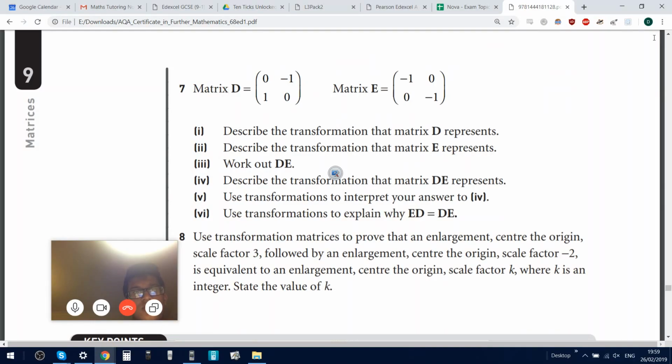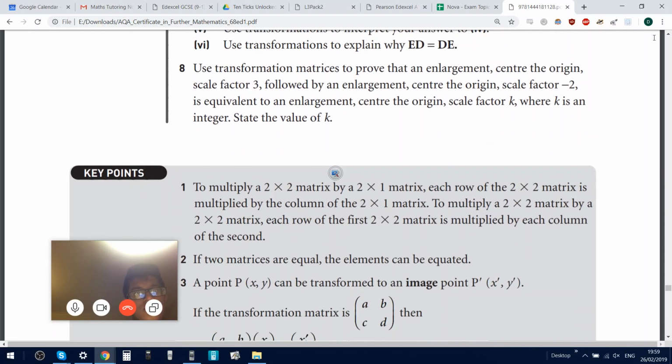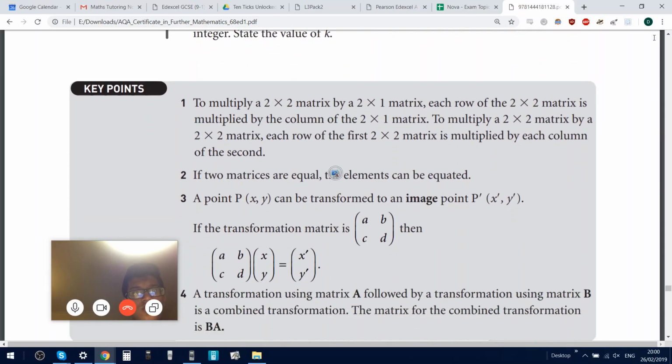And then the only thing we didn't get to was question 8. To prove that an enlargement center origin followed by an enlargement center origin scale 2 is equivalent to an enlargement center origin scale vector K, where K is an integer. Okay, so just a crazy question at the end.